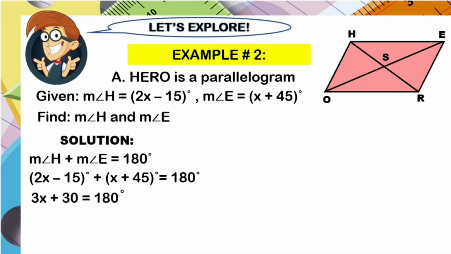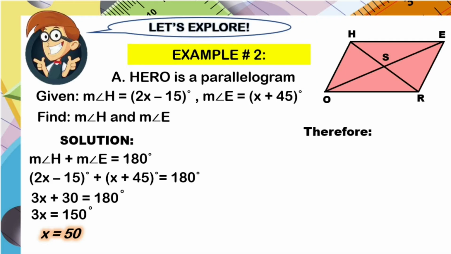Using addition property of equality, APE, we add negative 30 to both sides of the equation. Solving, we have 3x is equals to 150. Dividing both sides by 3, which is the numerical coefficient of x, we have x is equals to 50.